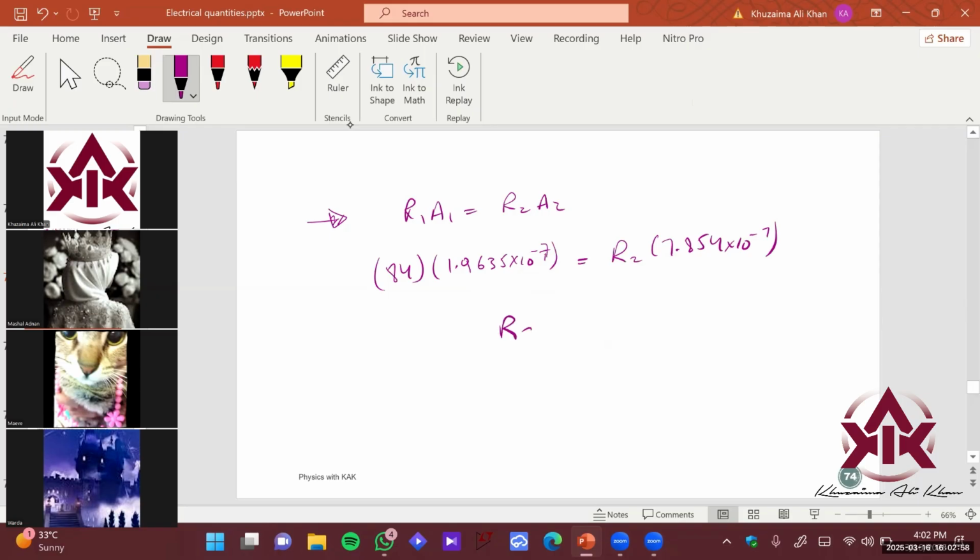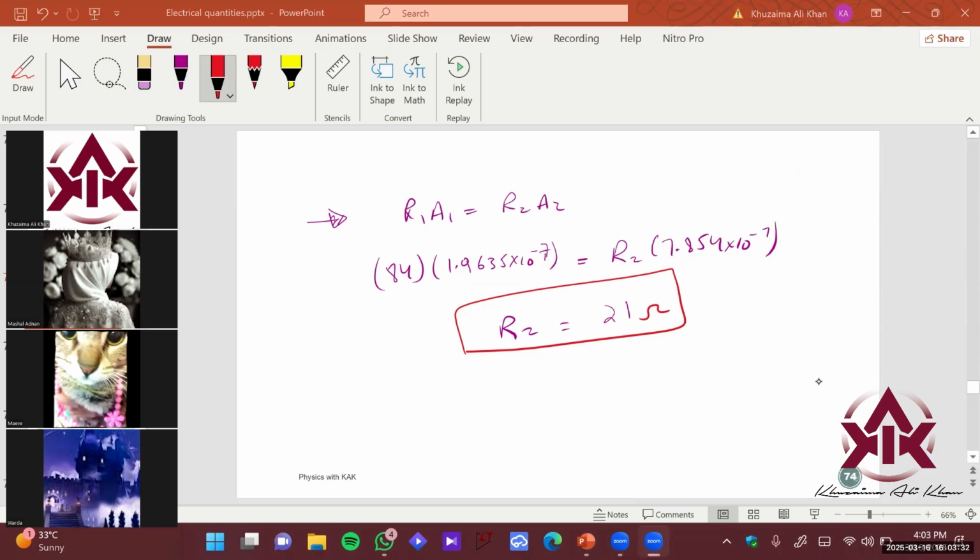So let's just solve it out for R2 here. Okay, so what should be the answer? If I now do this, 84 times 1.9635 exponent minus 7 on answer, so it's going to be 21 ohms, right? It's coming out to be 21 ohms. 20.97. Yeah, that's good, right?